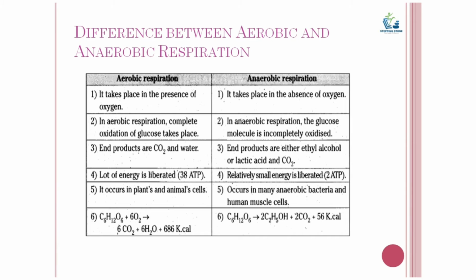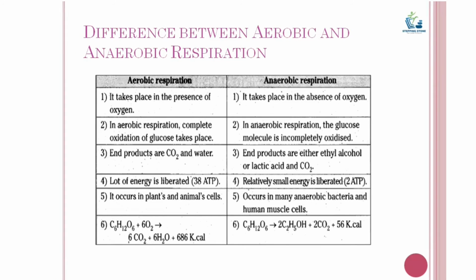Now, what happens in aerobic respiration? Complete oxidation of food or glucose takes place in aerobic respiration, while in anaerobic respiration, glucose molecules are incompletely oxidized. So in aerobic respiration, we have seen that apart from ATP or energy molecules, carbon dioxide and water are produced as byproducts, whereas in anaerobic respiration, end products are ethyl alcohol or lactic acid and carbon dioxide.